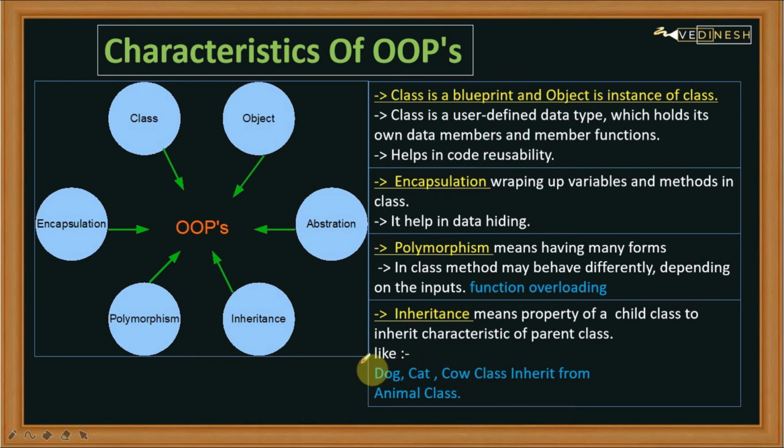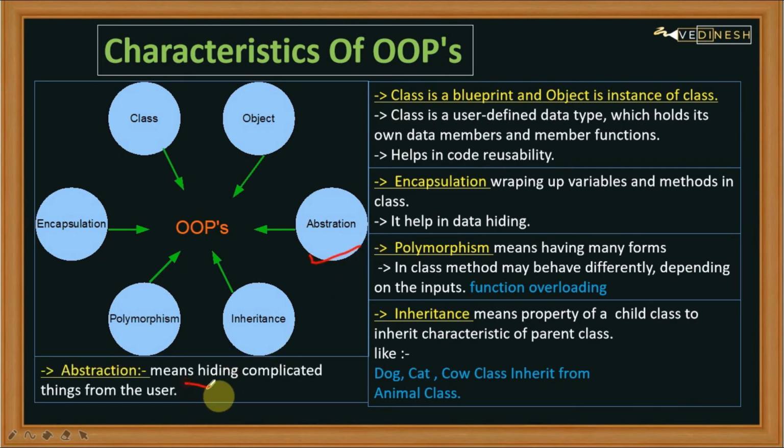And finally, the last feature is abstraction. Abstraction means hiding complicated things from the user. Like a coffee machine. In a coffee machine, you select the type of coffee and you press enter. Then the coffee is released. So the complicated mechanism is hidden behind, and the user can only see the buttons and user interface, right? Similarly with abstraction, we hide the complicated code behind and the user only sees the beautiful user interface, right?